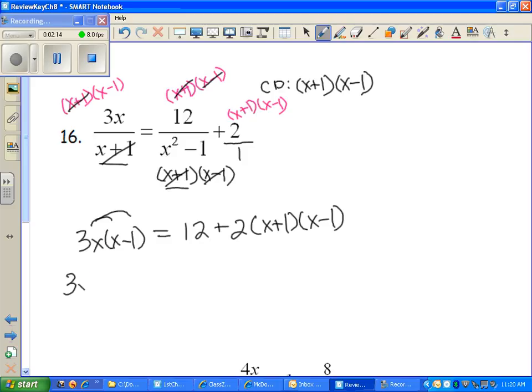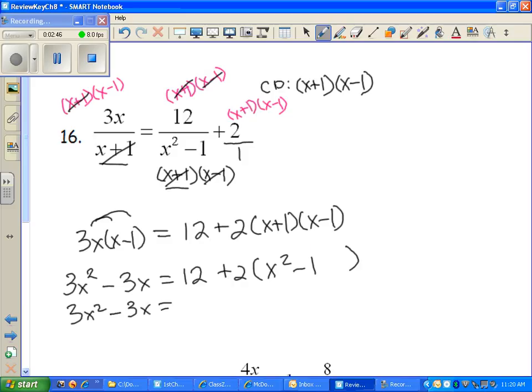3x times x, 3x squared, minus 3x times 1, 3x, equals, copy the 12, copy the 2, and in parentheses, I need to FOIL this together. Now, actually, we already know what it is, because here it was multiplied together. We had already factored it, so we're not really having to do that work. We just can look right here and see what it was. X squared minus 1 is what it is when you FOIL it together. And we need to distribute that 2 throughout there. So we have 3x squared minus 3x equals 12 plus 2x squared minus 2. I'm just distributing the 2 through those parentheses there.